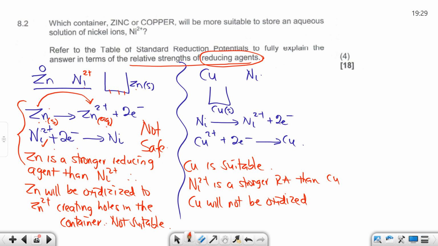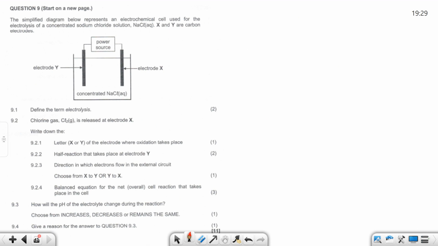One minute. Do you think we can? The last one. Did you try it? Are we okay here? What is this? Electrolytic. The simplified diagram represents what? An electrochemical cell. I'm going to be fast here. Electrolysis of what? They said concentrated sodium chloride solution. X and Y are carbon.